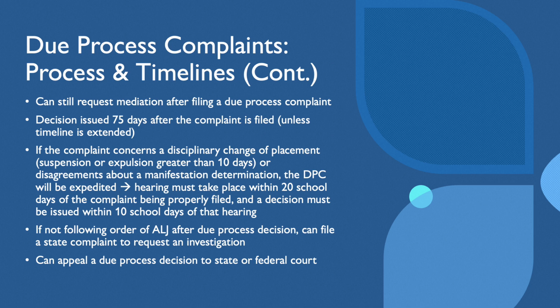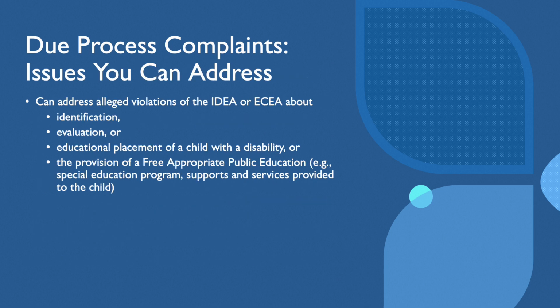If the school district is not following an order from a due process decision, a state complaint may be filed to request an investigation. Due process may be appealed to state or federal court, which may make it months or years until you get a final decision. Issues that are best suited for due process complaints are alleged violations of the IDEA or ECEA about identification, evaluation, or educational placement of a child with a disability. You can also allege violations of the provision of a free and appropriate public education, such as a special education program or supports and services provided to the child.